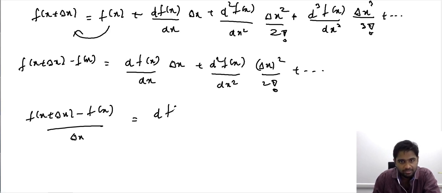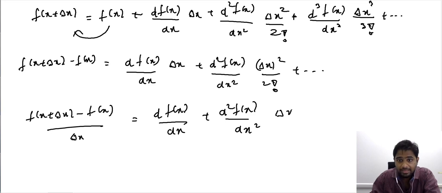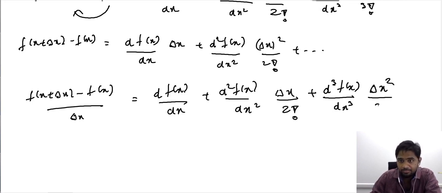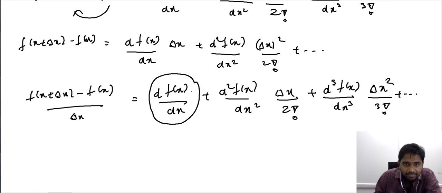Ultimately what we will end up having is d of f of x by dx plus d square f of x by dx square delta x. Now that we are dividing it by delta x, this term would get completely removed and the power of this term would get reduced. So therefore delta x by 2 factorial, and the third term, that is third derivative of the f of x, would be delta x square by 3 factorial. So the power of the delta x gets reduced because we are dividing it by the delta x. Now this is the derivative that we are interested in.